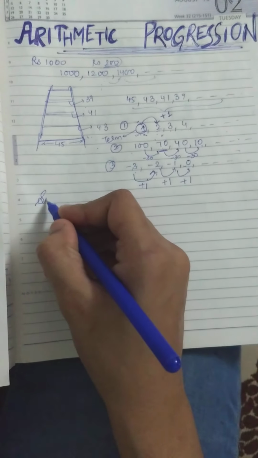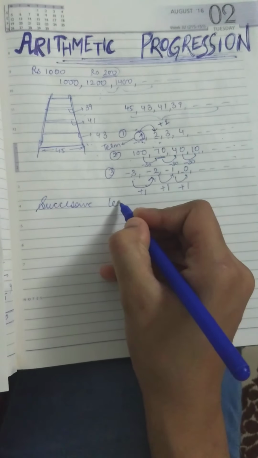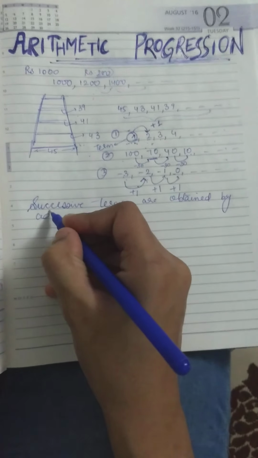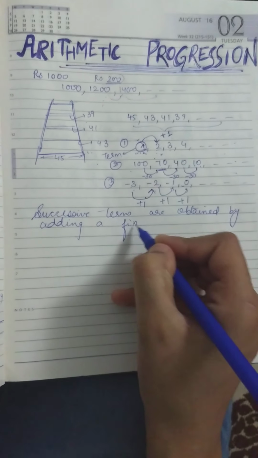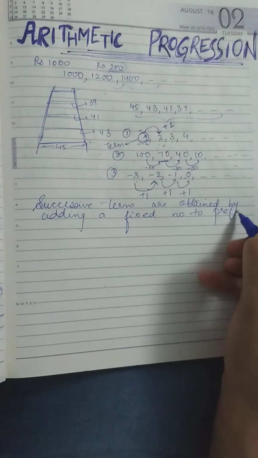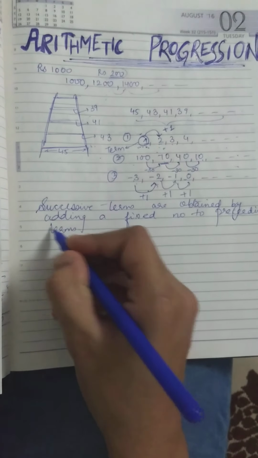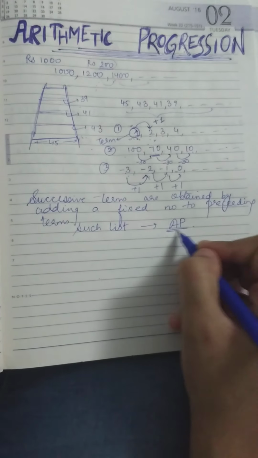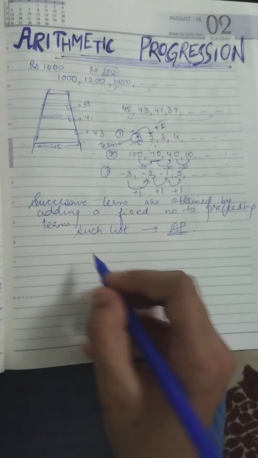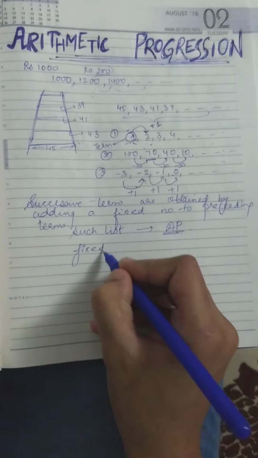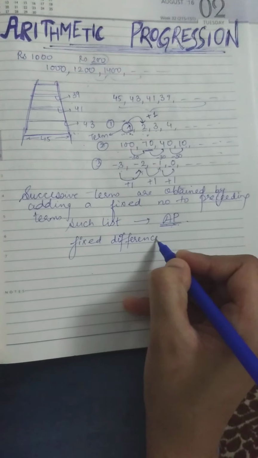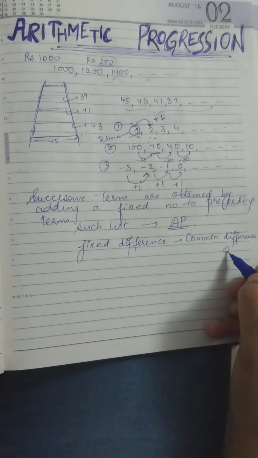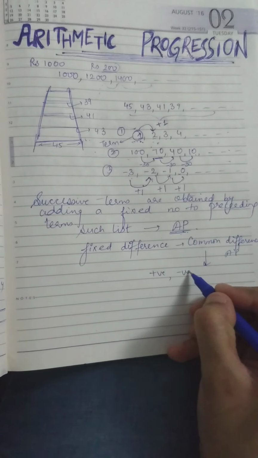What do you mean by successive terms? Next terms are obtained by adding a fixed number to the preceding terms. Such a list of numbers is said to be in arithmetic progression. Arithmetic progression short form is AP. So there is a fixed difference between every two terms. This fixed difference is called the common difference of the AP, and this can be positive, negative, or 0.